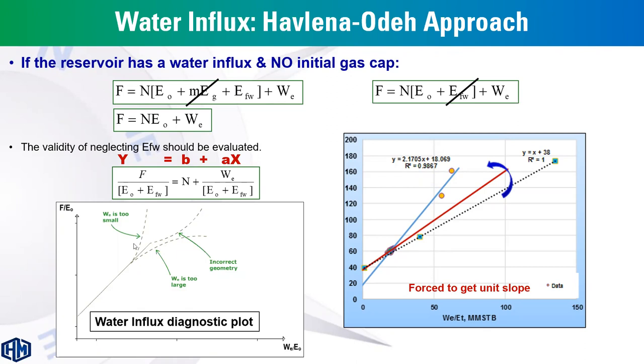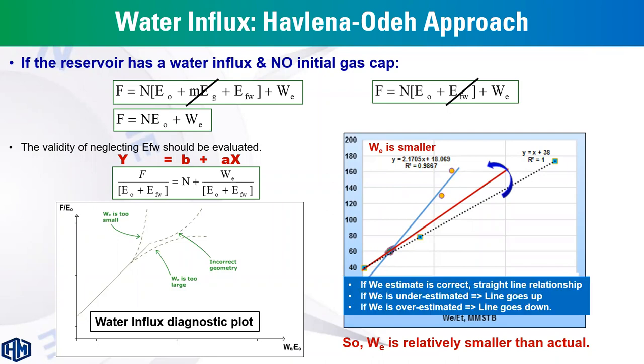But if we have deviation in the data to this left side, the water influx is too small. If we have deviation in the data in this direction on the right-hand side, in that case the calculated water influx is too large. So you can identify the correct water influx behavior according to this plot. This is the actual field data, and this is the red straight line. But actually we have such a deviation in the data to the left-hand side, so the water influx is smaller than expected, or smaller than actual.